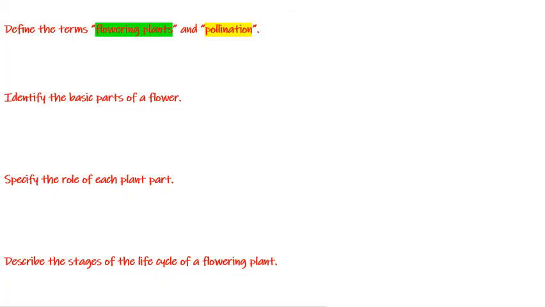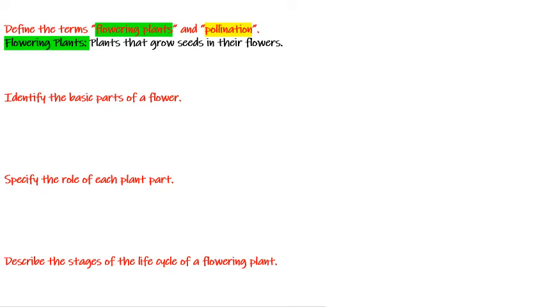So what should my kids know? They should know how to define the terms flowering plants and pollination. What do we mean by flowering plants? Excellent! Plants that grow flowers. And these flowers will make seeds. So we can define flowering plants as plants that make seeds in their flowers.